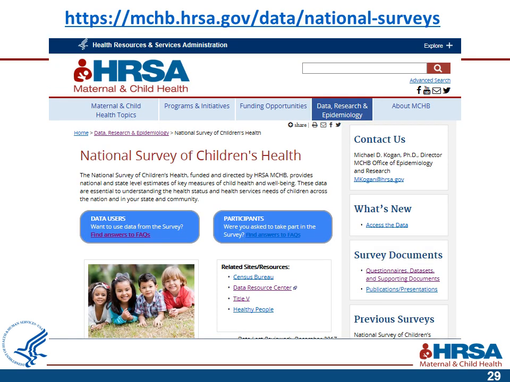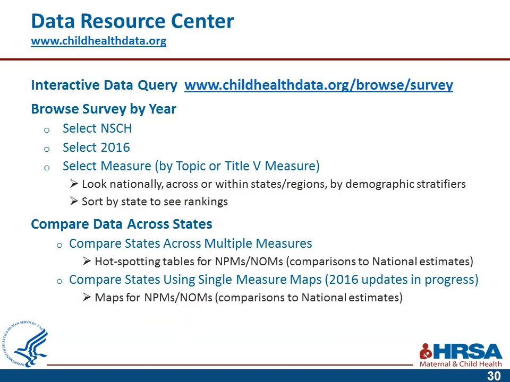So where you can find out more about the survey, here's our website, and there are links where you can actually view the questionnaires and the data sets, and right here there's a link to the Data Resource Center, which I'm going to show you next. And so that is a great resource to really query and look at the data without running it yourself. You can look at preliminary statistics. It makes it much more accessible for all users.